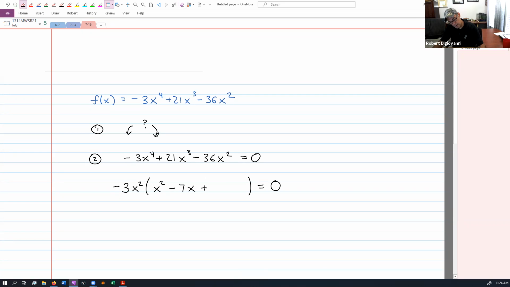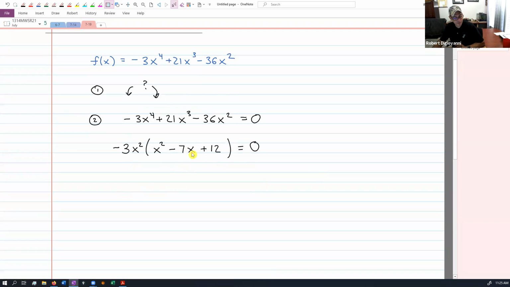And then plus, let's see, that goes in there, what, 12 times? Is that right? 3 goes in there 12 times. That's it. So basically I divided each of these by negative 3. That's how I got these numbers. And then I reduced the power of x by 2 on each of those.